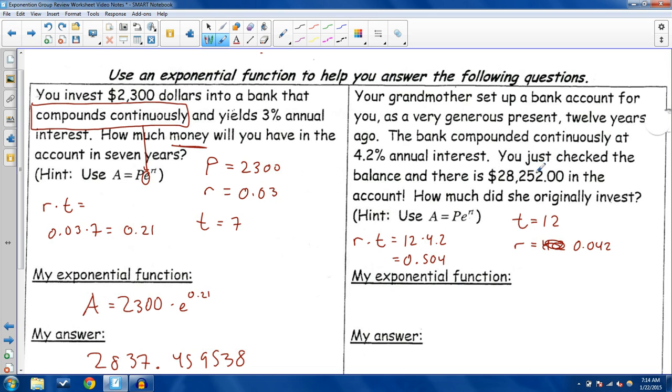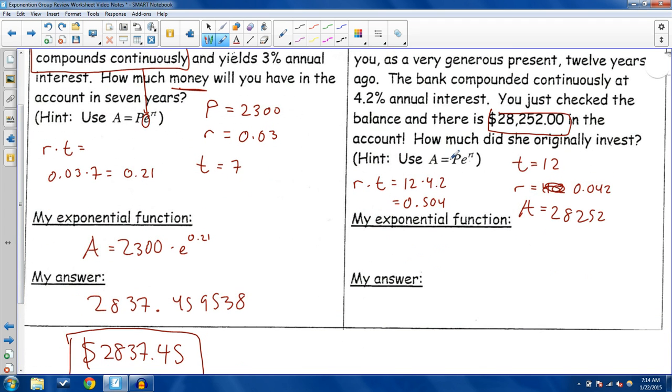You just check the balance, and there is this amount in the account. So this was 12 years later. That was not your initial investment. That's the investment you have now. 28252. How much did she originally invest? We've got to solve for P. So we'll get 28252 equals P times e to the 0.504 power.